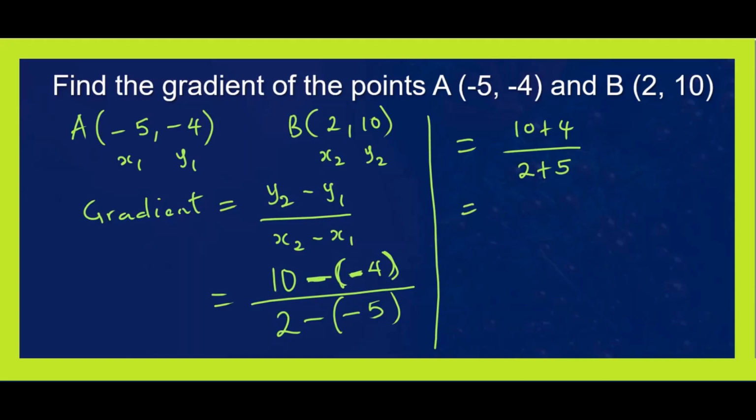For the numerator side, we have 10 plus 4, that will give us 14, divided by the denominator side 2 plus 5, that will give us 7. So 7 can go in 7, 1, 7 can go in 14, 2, so we have 2 over 1. So our final answer for the gradient is 2. That's a good one. Well done.